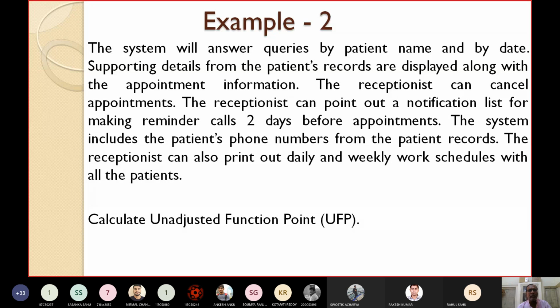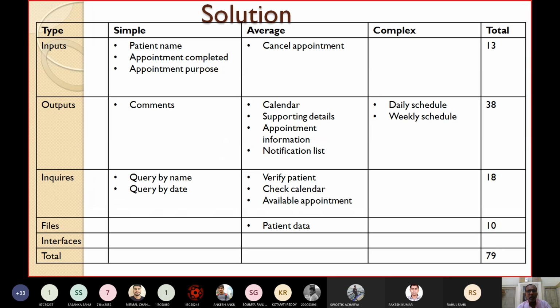Question is: calculate the unadjusted function point. So here, first, what we have to do? We are running out of time, so I have already identified the inputs, outputs, inquiries, files, and interfaces. You can just read the problem carefully. You can see that there are 3 inputs, like patient name, appointment completed, appointment purpose, etc.